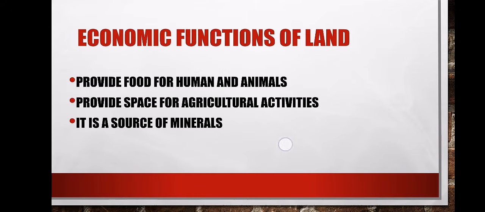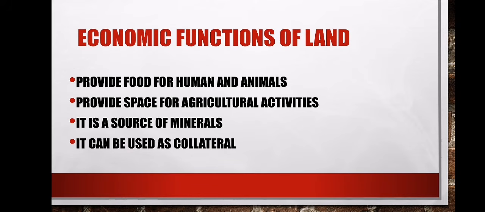We can also say land can be used as collateral. What do we mean by collateral? Collateral is a form of security that is needed by a bank before they give you a loan. We'll talk about this term when we talk about agri marketing. Before they give you a loan, they can require something as collateral, and you as a farmer can use land as a form of security before they offer you the loan.